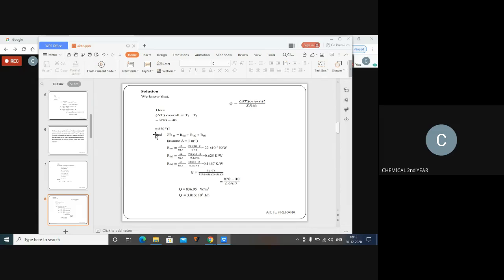So delta T overall has to be simplified as T1 minus T4. You know the value for T1 and you know the value for T4. Substitute that and you will get the answer for delta T overall, so 830 degrees Celsius. And then summation of Rth value, you will get RTH1 plus RTH2 plus RTH3, and assume area as 1 meter square.